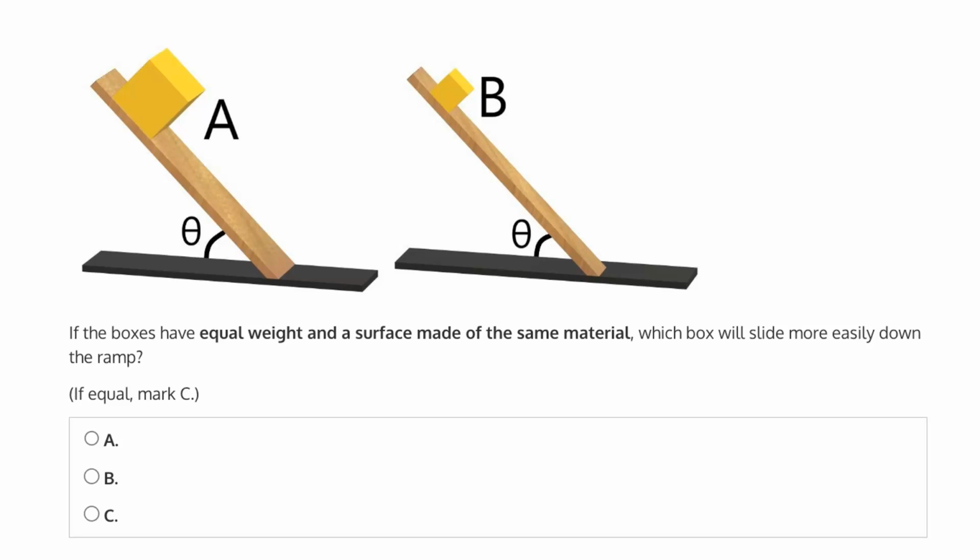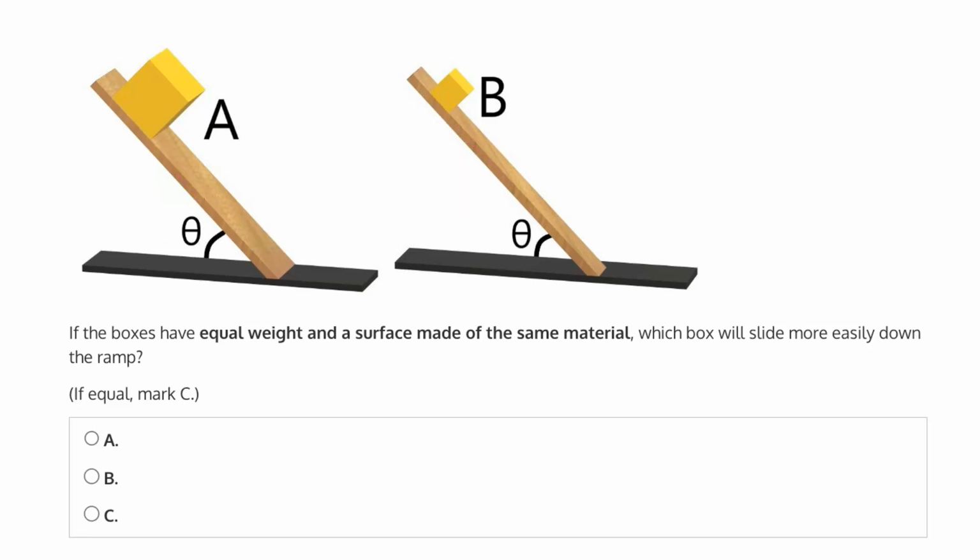So, in both cases, there's only one force acting on the boxes that's responsible for seeing them move down the ramp, and that's the weight. So essentially the gravitational force. And because we know they have equal weight from the problem, and we see they have the same ramp angle theta in both cases, that means that the component of this weight will be the same, and specifically the component along the ramp, which is responsible for its motion.